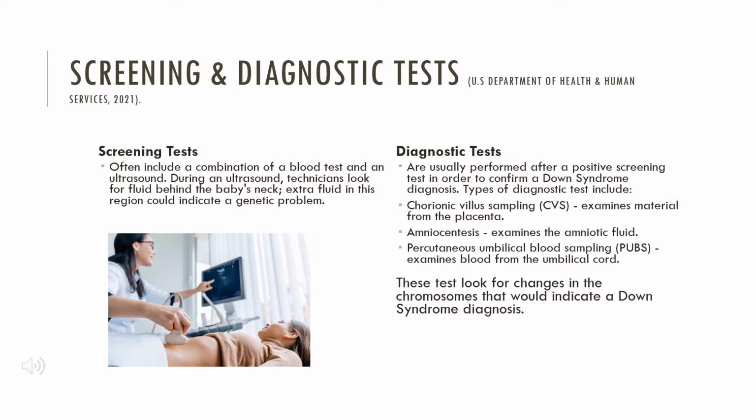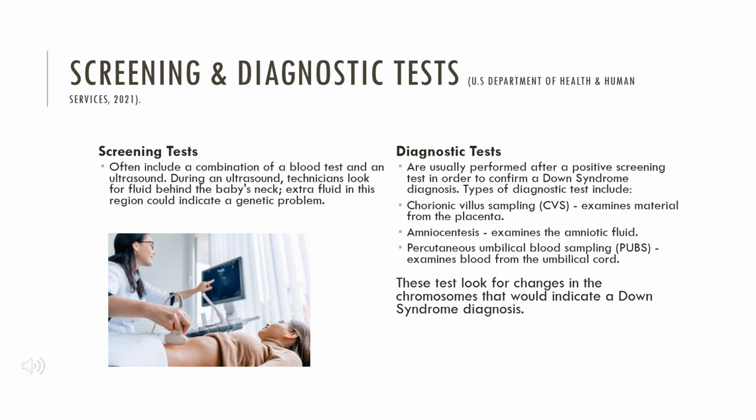Some more information on screening and diagnostic tests. Screening tests often include a combination of blood tests and an ultrasound. During an ultrasound, technicians look for fluid behind the baby's neck. Extra fluid in this region could indicate a genetic problem. Diagnostic tests are usually performed after a positive screening test in order to confirm a Down syndrome diagnosis.